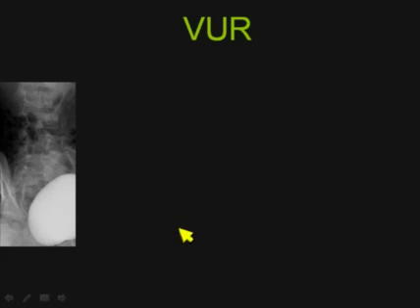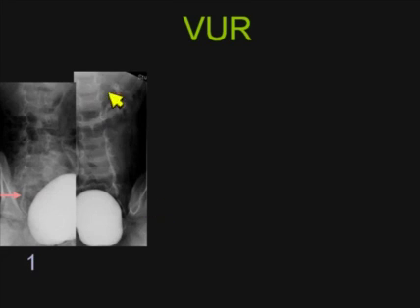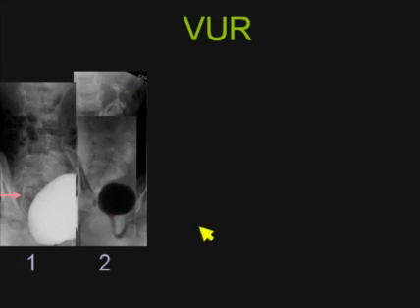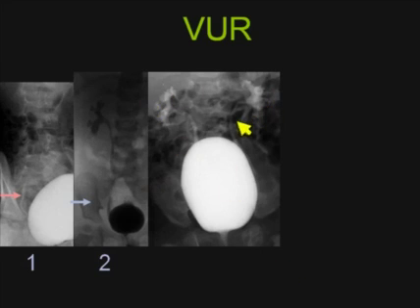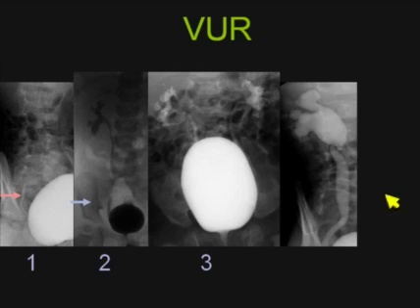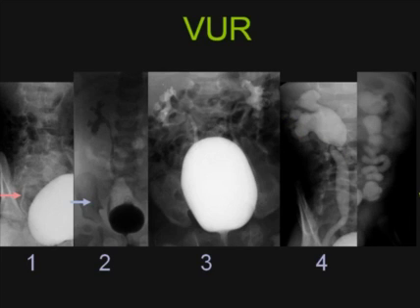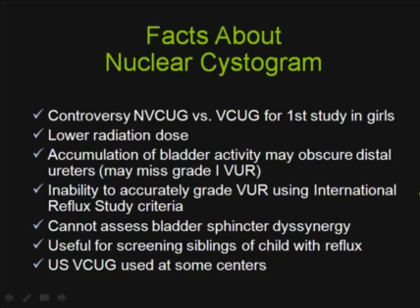Just to look at the VCUG for various grades of reflux, here it is just into the ureter. Here we see the reflux into the entire collecting system, but no dilatation, a little Hutch diverticulum associated with grade 2 reflux. Here we see some tortuosity and fullness of the ureters with some fullness of the calyces in grade 3. With grade 4, there's more tortuosity and dilatation, but still some maintenance of the calyceal concavities. There's also some intrarenal reflux here, and with grade 5, there's marked tortuosity of the ureter.